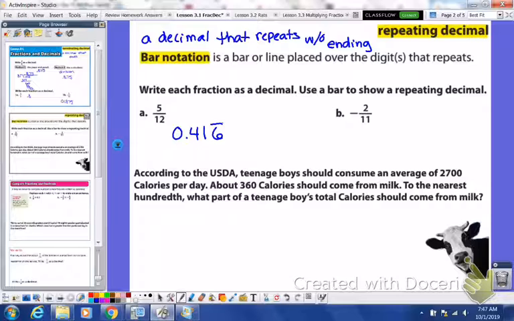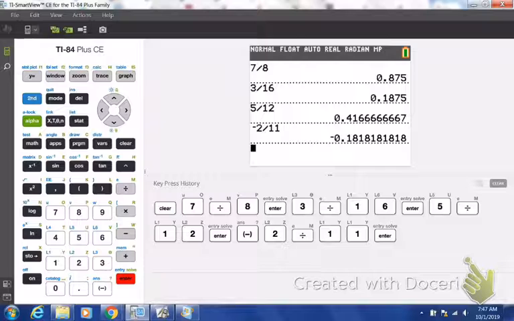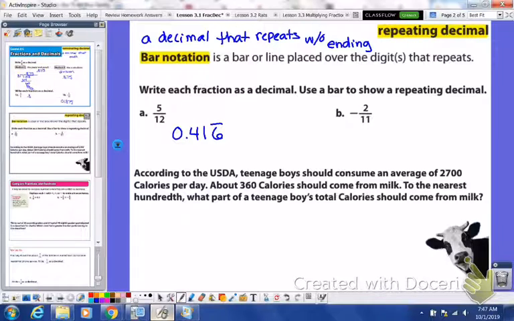Then we have -2 11ths. So negative signs are down here, by the way, down next to our decimal. So -2 divided by 11. This time we have 2 repeating digits. So our 1 and our 8 repeat over and over again. So we have -0.18 repeating. Again, make sure that bar is over the 1 and the 8 this time.